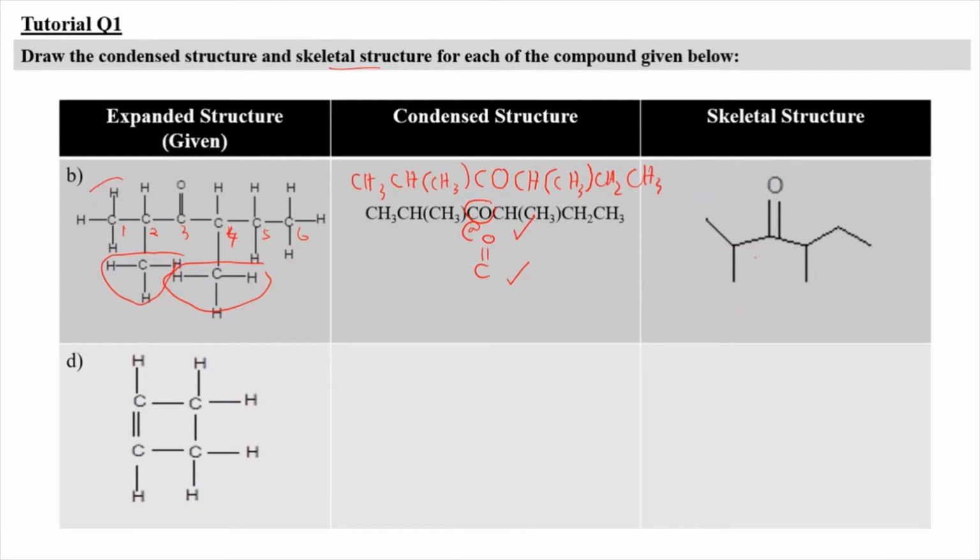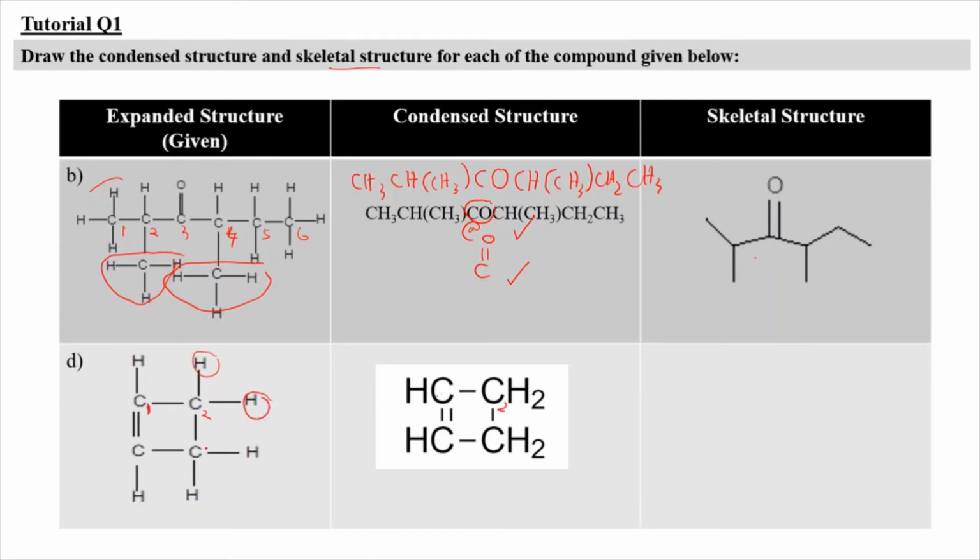Now we're going to do question D. This one is in cyclic form, in the shape of a ring, here a square. We just follow the shape for the condensed structure. It is going to be CH, which refers to here, then attached to number 2, which is CH2 because of 2 hydrogens, then carbon number 3 with 2 hydrogens, and then carbon number 4 with a double bond and 1 hydrogen. So this is the condensed structure.